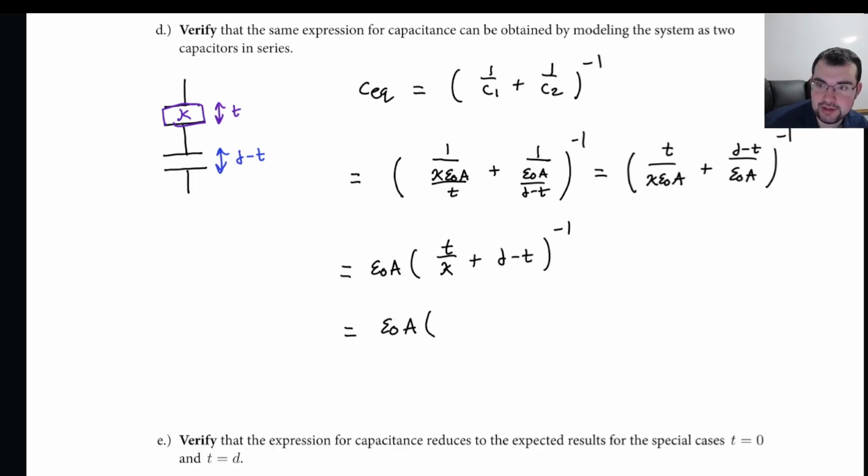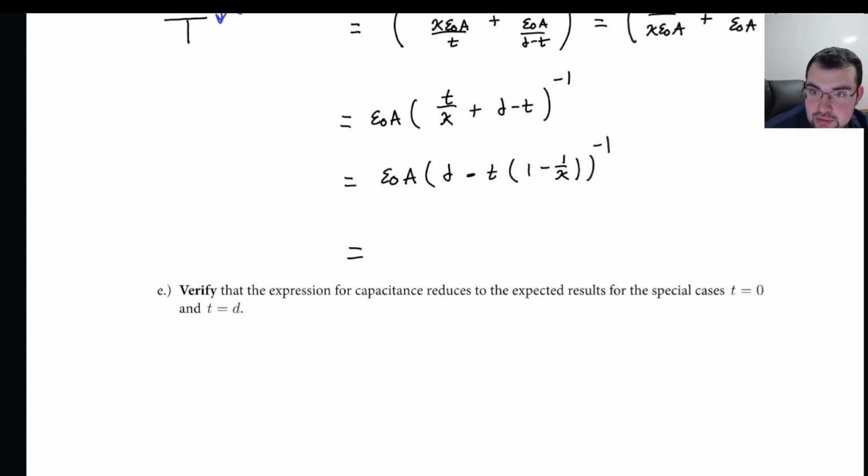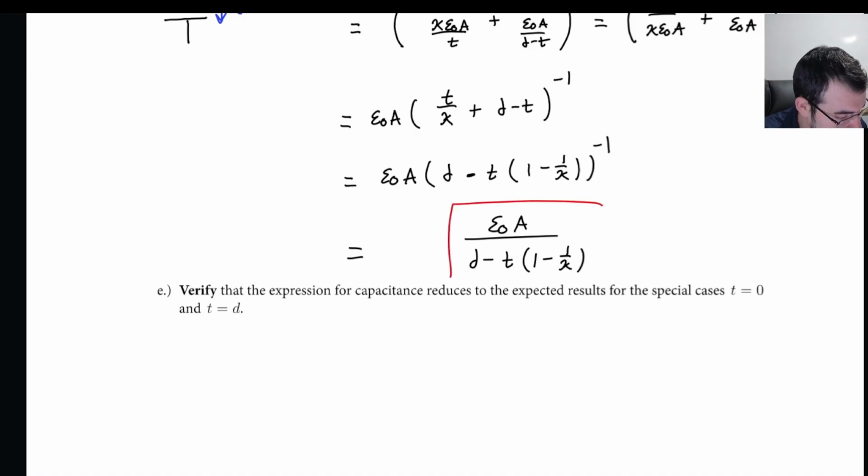And now we can factor out a T from some of these terms. So we can write this as D minus T times the quantity 1 minus 1 over kappa, to the minus 1. And a minus 1 exponent, of course, means reciprocate. So I can swing that whole thing to a denominator. So we get epsilon naught A over this entire quantity, D minus T times the quantity 1 minus 1 over kappa. And that is the result.